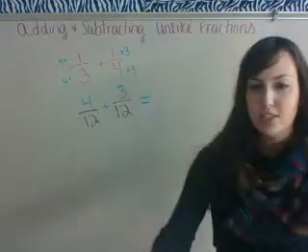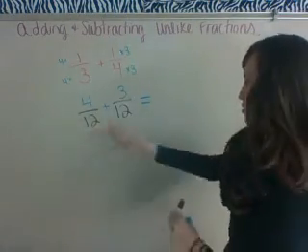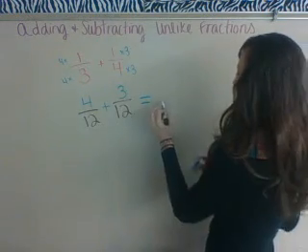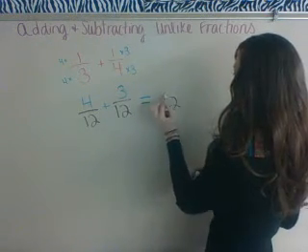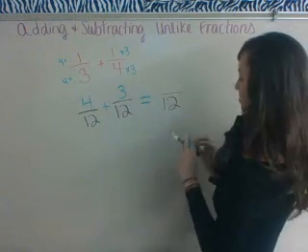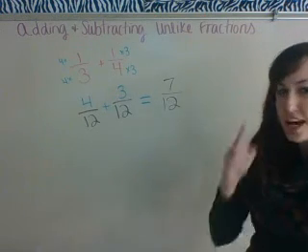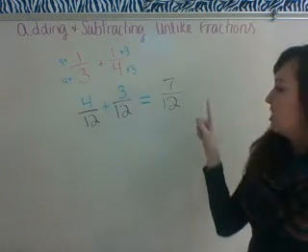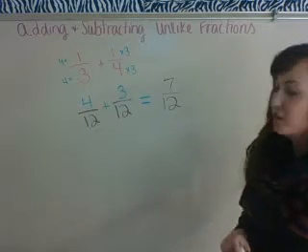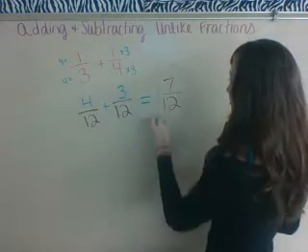Now, I get to just simply add across like normal. So 12 stays the same. I want my denominator to always stay the same. And then I have 4 plus 3, which is 7. Now I check and see, is there anything that'll go into 7 and 12? No, so that would be my final answer.